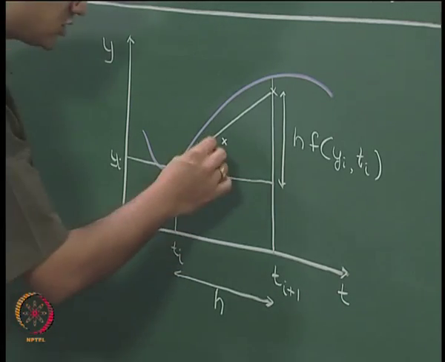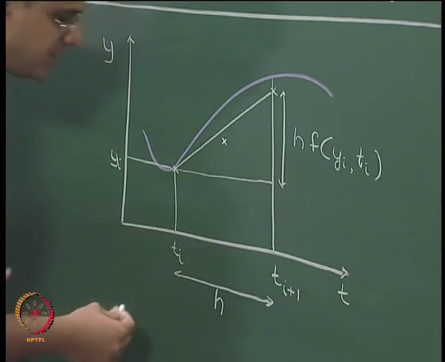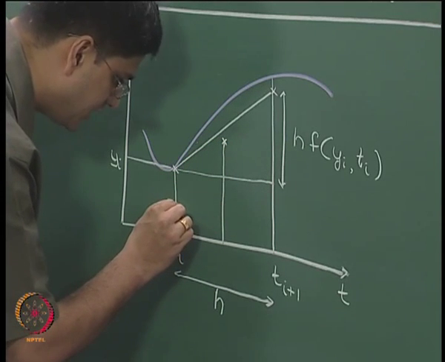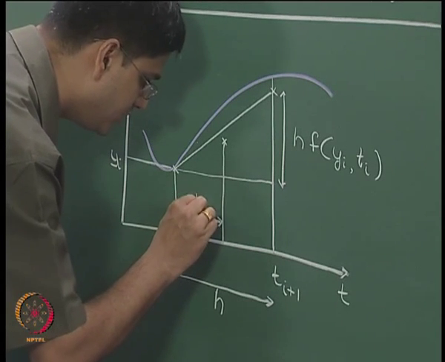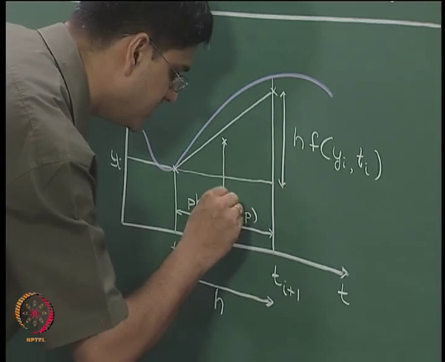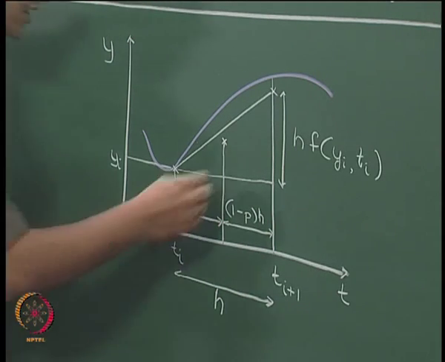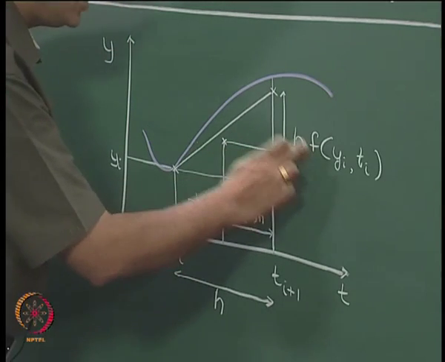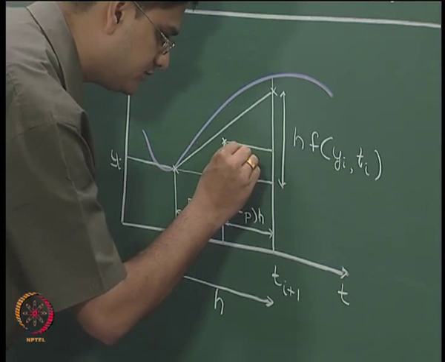Okay. The t coordinate for this particular point, let us say, is going to be p multiplied by h. So we will just drop this vertical line over here, and this distance is nothing but p multiplied by h, and the remaining distance is of course going to be 1 minus p multiplied by h. Likewise, the vertical distances we will call q multiplied by h multiplied by f, and 1 minus q multiplied by h multiplied by f.